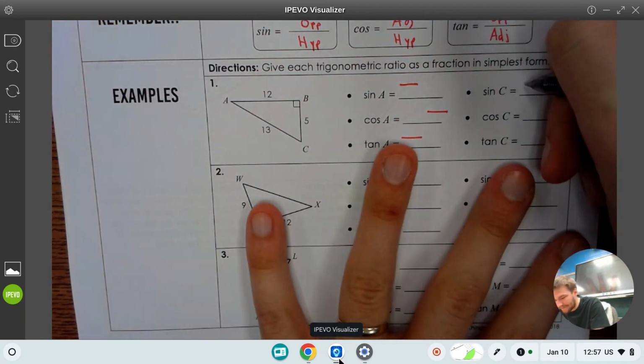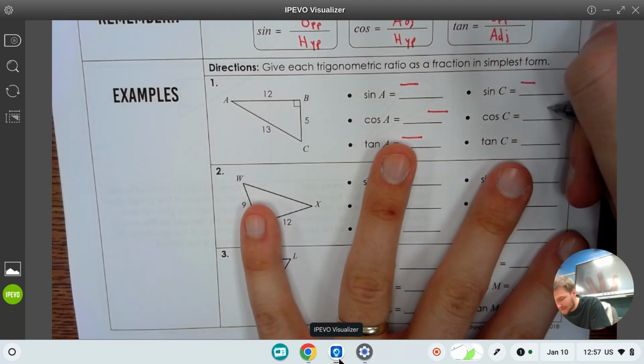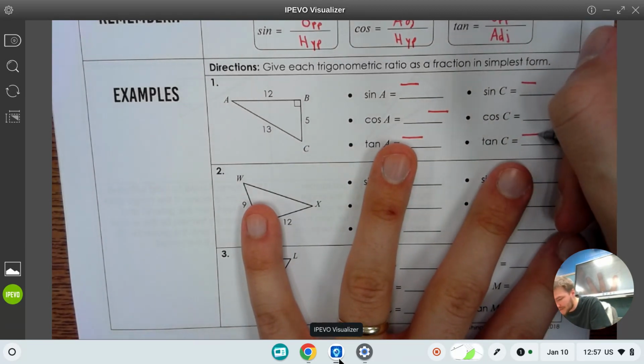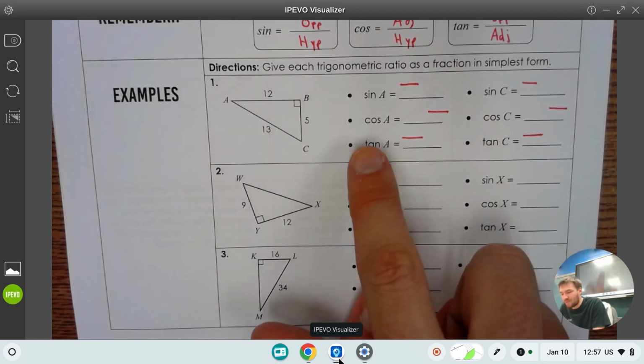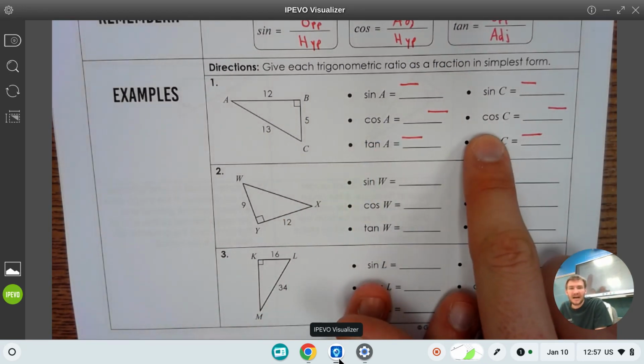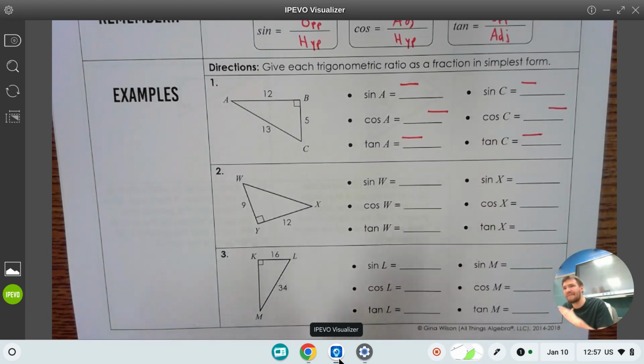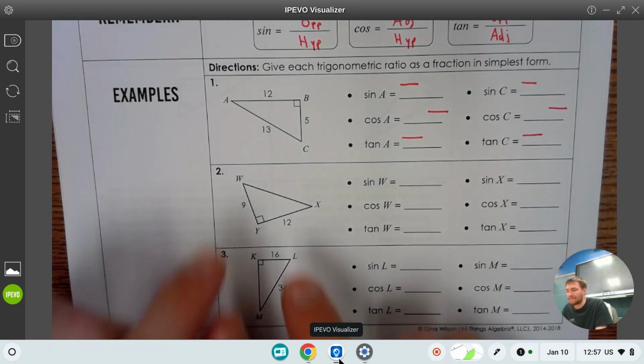All of them are going to make fractions because they're all ratios. And just before we move on, for this question, we're doing sine A and sine C, but we never asked the question about sine B. So what's up with sine B?